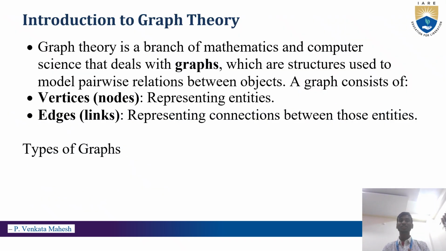Let's get an introduction to graph theory. Graph theory is a basic term of computer science. It is a branch of computer science and mathematics which deals with graphs. A graph has vertices and edges. Vertices represent entities. The edges link two entities, that is, two vertices. We can say that the edge is a line between two points, linking the two vertices.